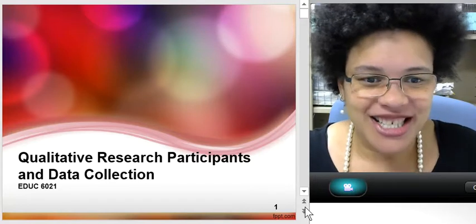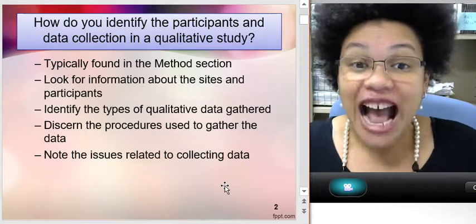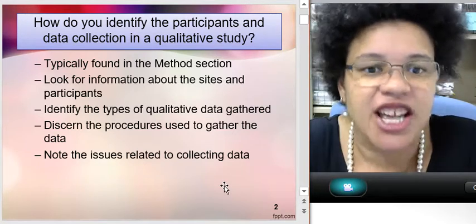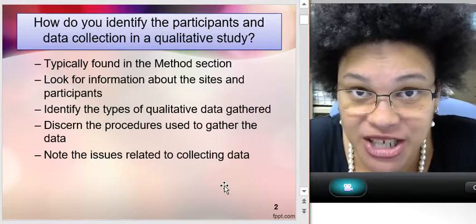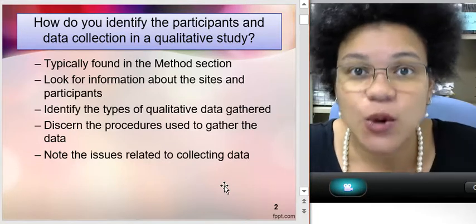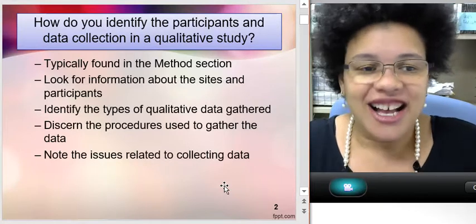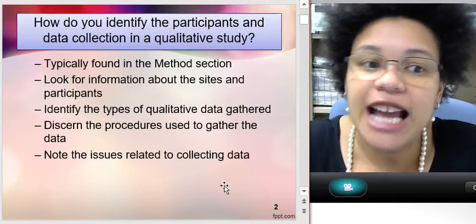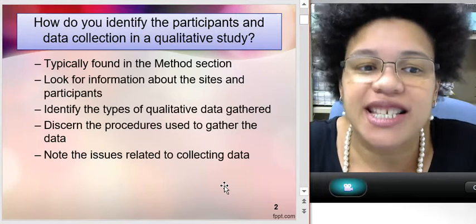Slide 2. How do you identify the participants and the data collection in a qualitative study? Usually this information is found in the methods section if it's not mentioned earlier than that. You're looking for information about the sites or settings or context and the participants. And you can also identify the types of qualitative data that were gathered and the procedures that were used.